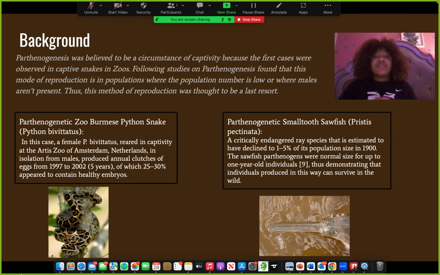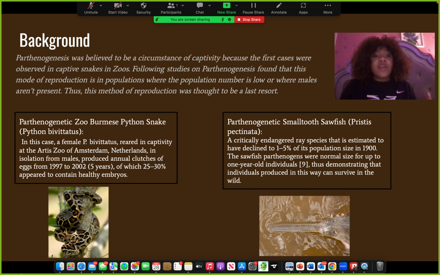So really quickly, I kind of just want to go over a brief background of what we found in our research analyzing articles and things of this sort. So we found that parthenogenesis was believed to originally be a circumstance of captivity because the first cases were observed in captive snakes in zoos around the world. So following studies on parthenogenesis, we found that this mode of reproduction was prominent in populations where the population number was low or where males were not present at all. Thus, this method of reproduction was thought to be kind of a last resort.